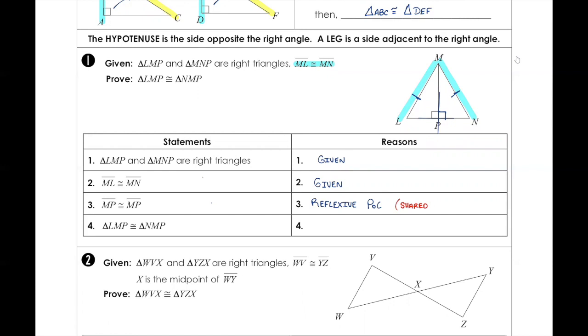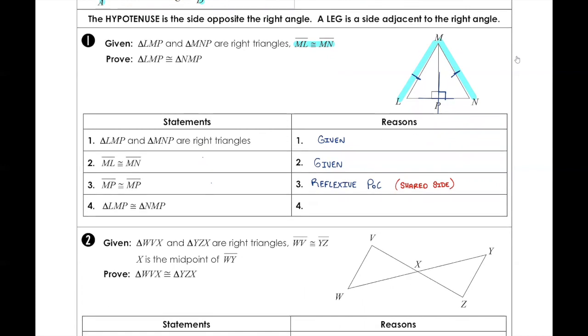PM would also be reflexive because it's just the same side. If PM was congruent to MP, would that be reflexive? Yes, because it's still the same line. And then, so why are our triangles congruent?